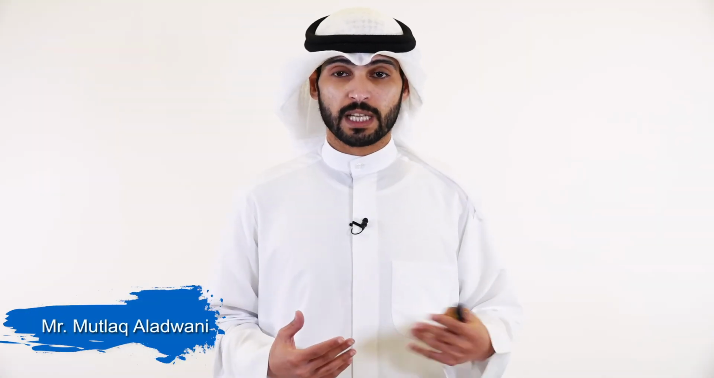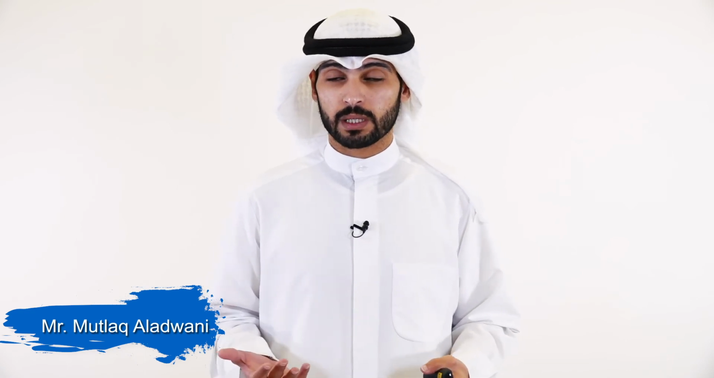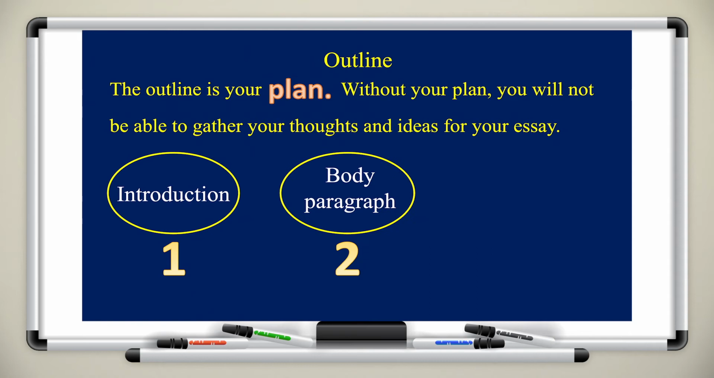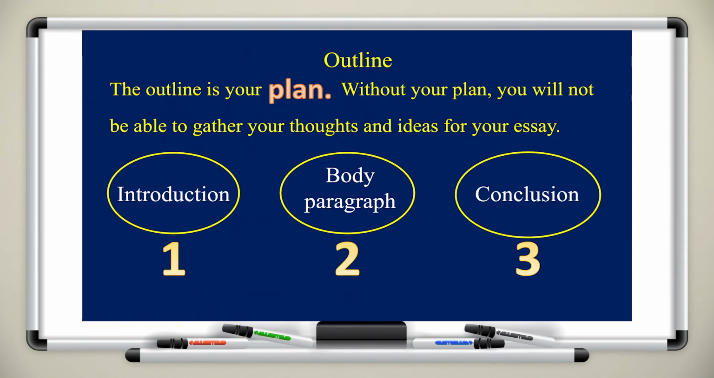Of course, for each essay, we have 2 different things. The outline, which is the plan, and the topic itself. The plan is where we want to see the brainstorming process. So the main ideas, the supporting details, and the introduction, the conclusion, and so on. So the outline is the plan, and without it, you will not be able to gather your thoughts and ideas for your essay. So this is the most important and critical part of the essay. You have to collect your thoughts and ideas. Now we have 3 parts for the outline: the introduction, the body paragraphs, and the conclusion.